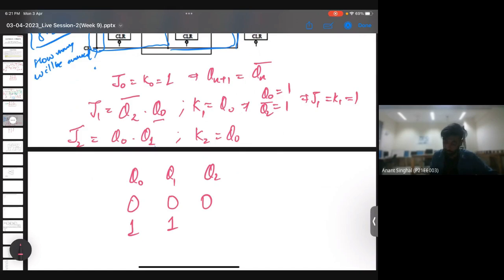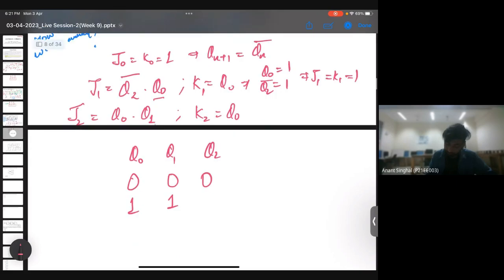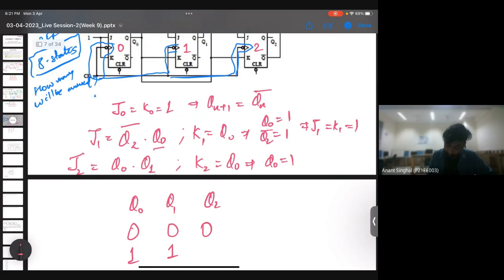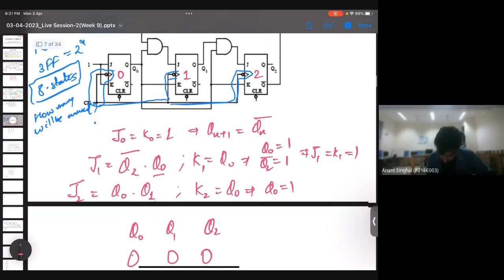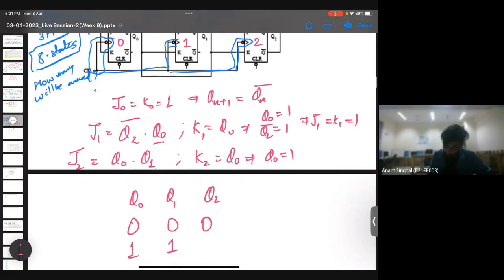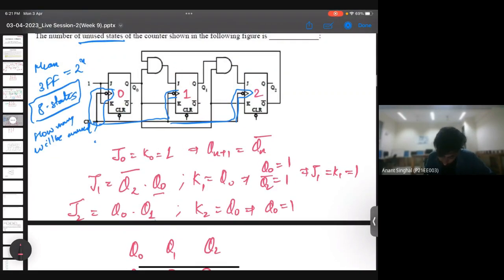Yes, sir. Then for the J2 part, Q0 was 1 and Q1 was, in the previous state, written as 1. What was the J2 expression? Give me a moment. The J2 expression was Q0 and Q1 only.